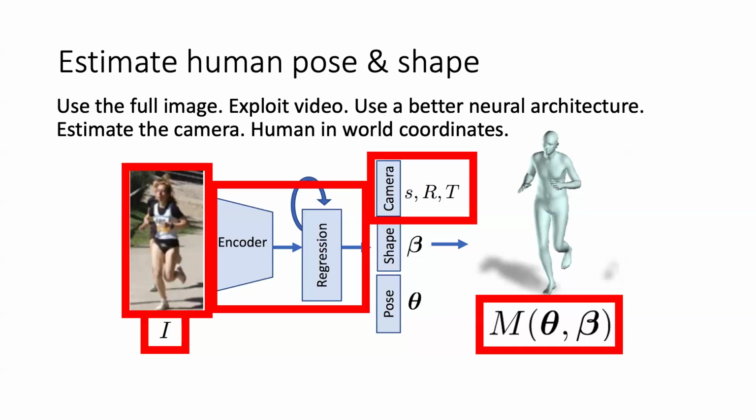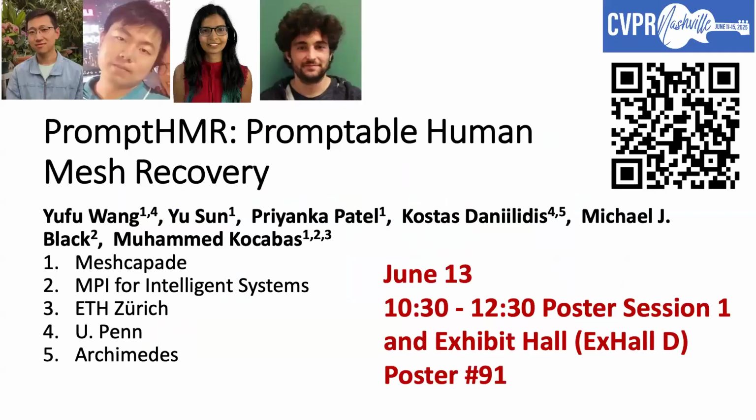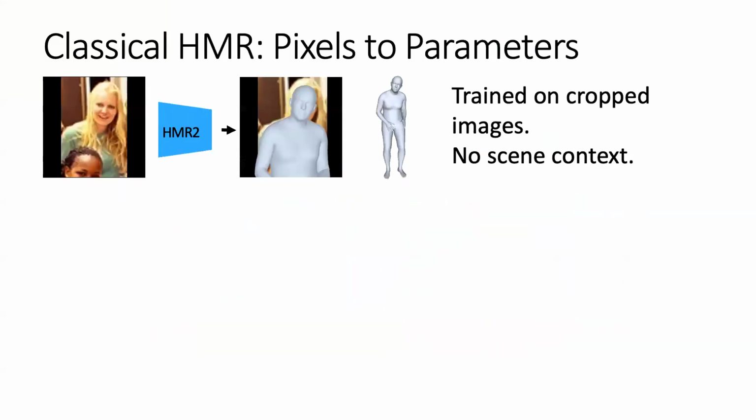To do that, we're going to address several things in this case. We're going to really fix this camera model. We're going to deal with the world coordinate system. We're not going to deal with cropped images anymore, and we're going to deal with video sequences. That's PromptHMR, which is appearing here on the 13th in the very first poster session, so come check that out.